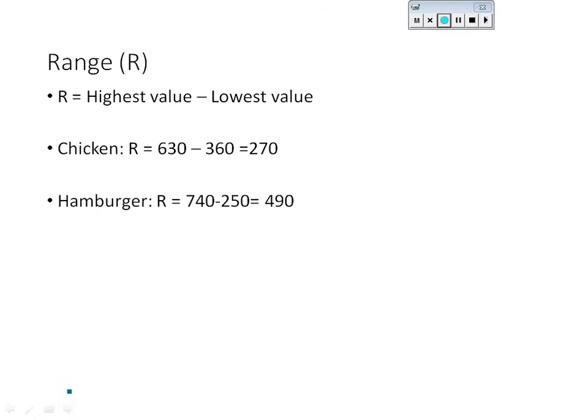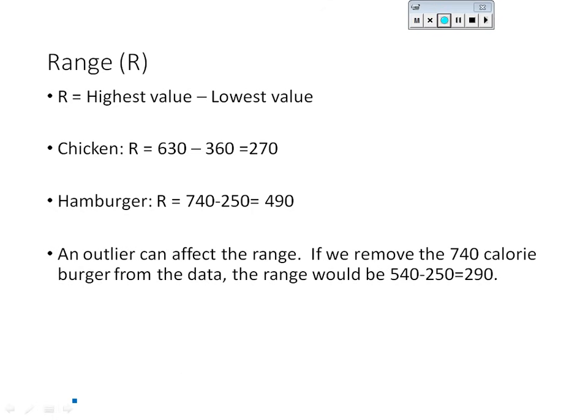However, here's the problem with looking at the range as a measure of variation. If you have an outlier, so a super high value compared to the rest or a super low value compared to the rest, it can greatly affect the range. So if we look at our hamburger data, our highest value was 740. If we get rid of that really high calorie burger, the range is knocked down to 290. Now the range is really close to the range for the chicken sandwiches. So one high value can greatly affect that measure of variation. So it's not all that widely used.